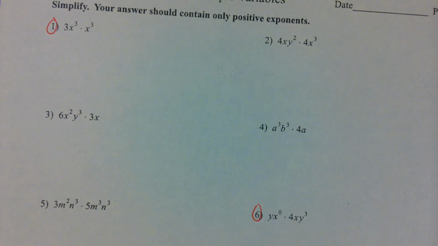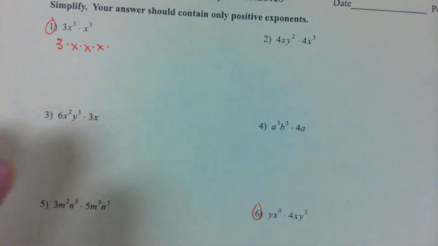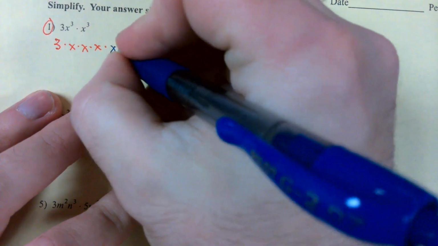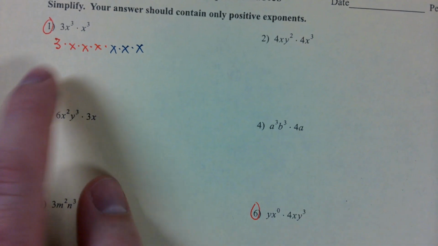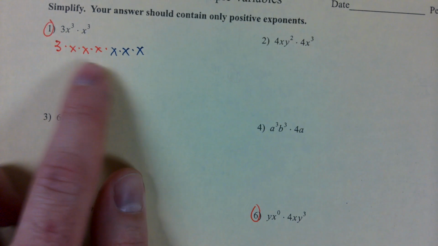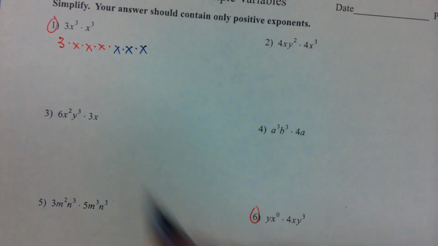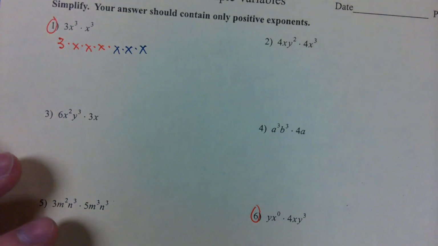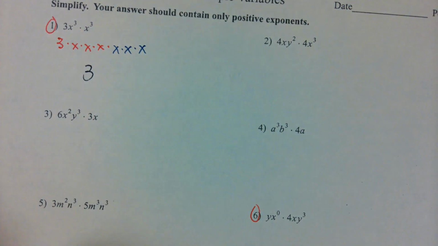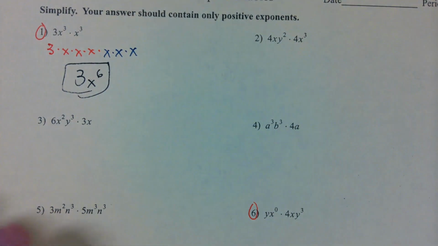So number one, if we expanded that out, it would be 3 times x times x times x times x times x times x. Right? We got a 3 in front, x to the third, and another x to the third. Well, there's nothing to multiply my 3 by, so we'll leave it as 3. But how many x's do we have in total? 6 of them. 3x to the 6th.